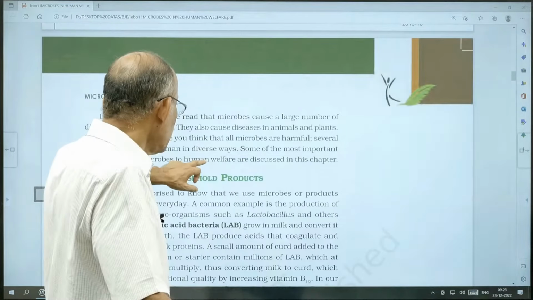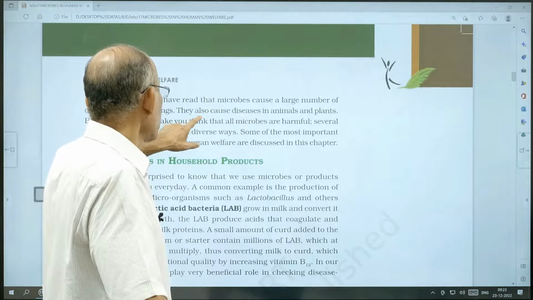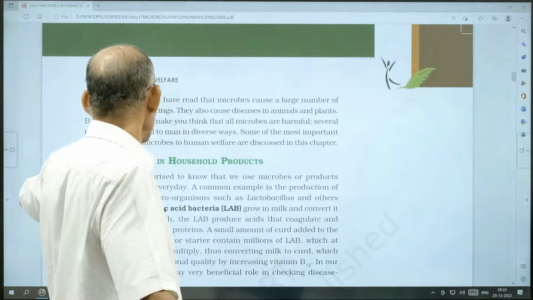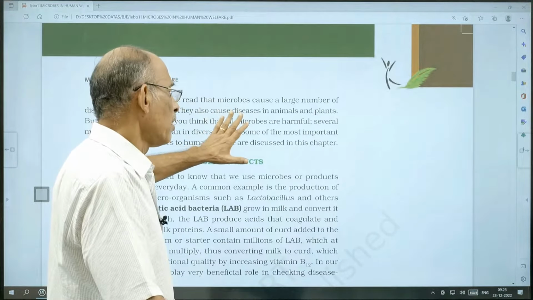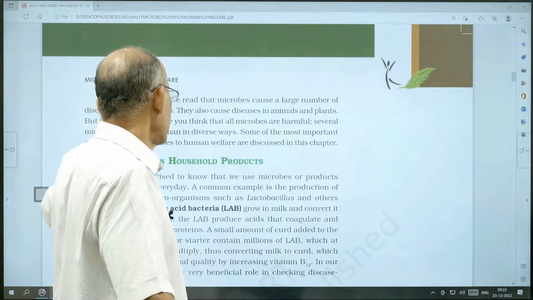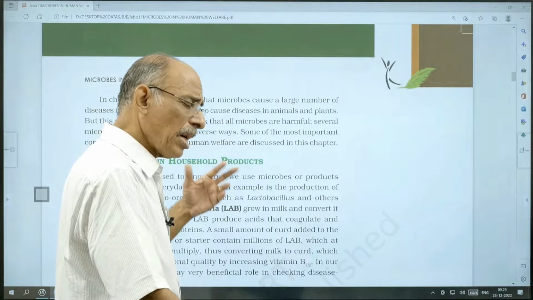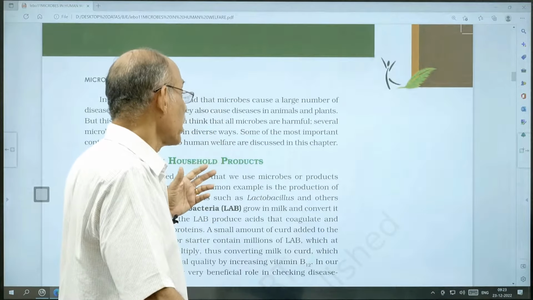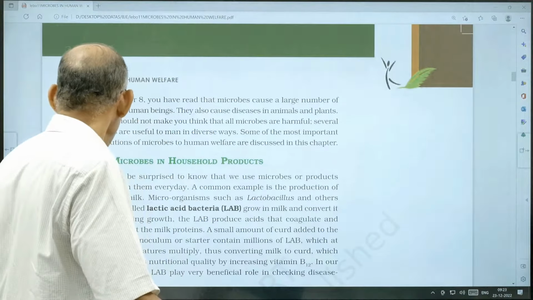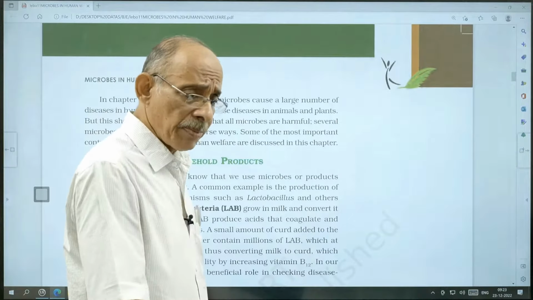Now, as you know, these microbes cause many diseases in plants and animals, but we should not think that they are only harmful to human beings. In different ways, they have more beneficial effects than harmful effects. Many of the microbes have beneficial effects, and there are nearly 9 or 10 points like this.